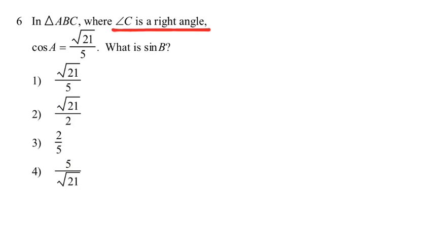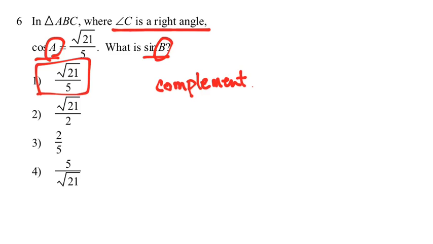Alright, now in triangle ABC, angle C is a right angle. That means, oh wait a minute, if one of the angles is a right angle, then what do you realize about the other two angles in that same triangle? Angle A and angle B, we get to realize that they are complementary. So when the angles are complementary, we realize that co-functions, meaning sine and cosine, have the same value. So therefore, the answer is radical 21 over 5, just like cosine.